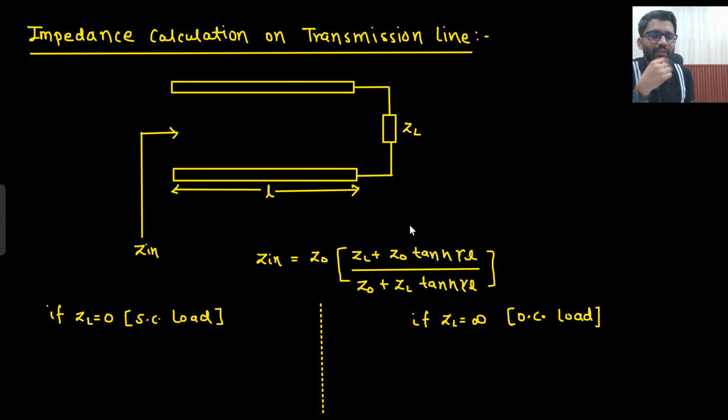Now, if my ZL is 0, that means my load is a short-circuited load. So I am going to put ZL equals 0 in both places. This term will be gone, this will be gone, and Z0 will get cancelled. So my input impedance when the load is short circuited is Z0 tanh gamma L. Say yes or no?